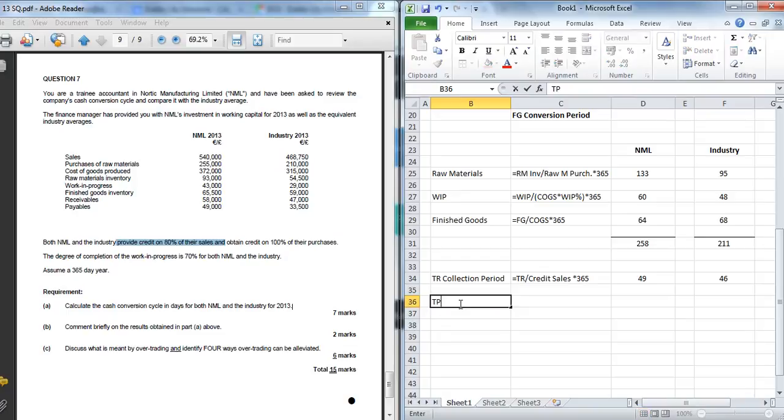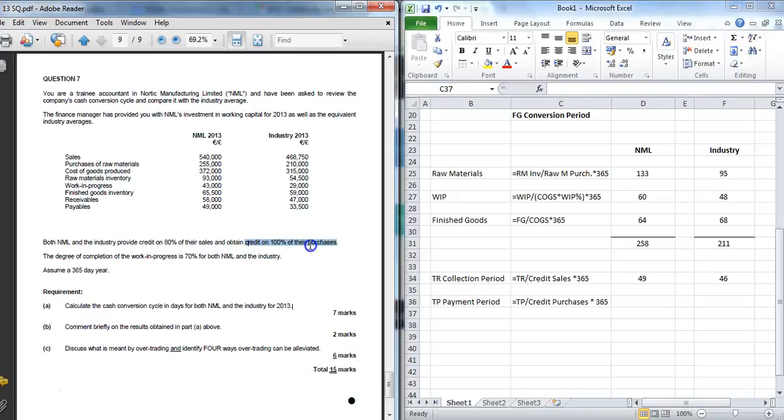And the final one then is your trade payable payment terms, or payment period. So this measures on average how long does it take you to pay your suppliers. So here it'll be trade payables over purchases or credit purchases times 365. Now credit purchases here is 100% of purchases, so therefore we just use the full amount.